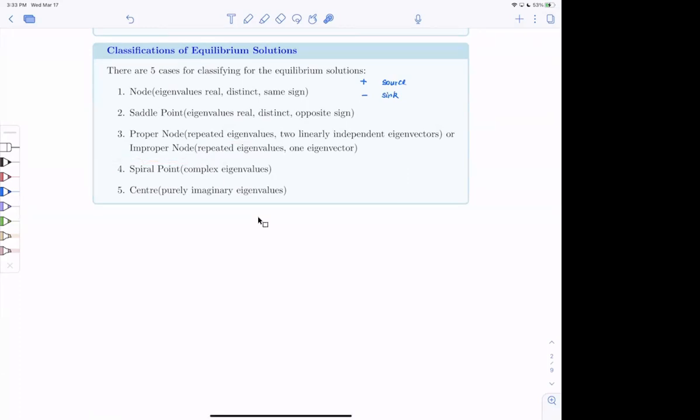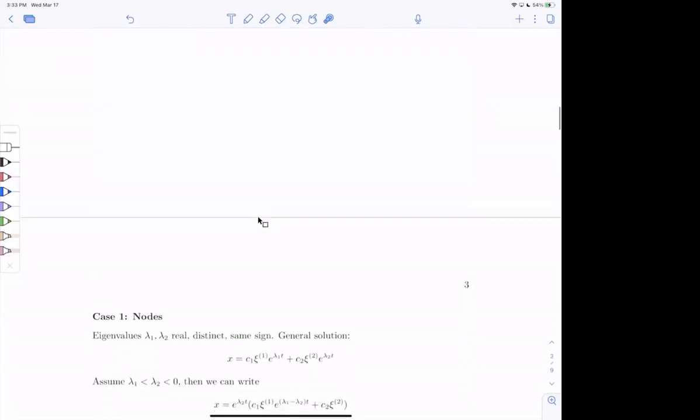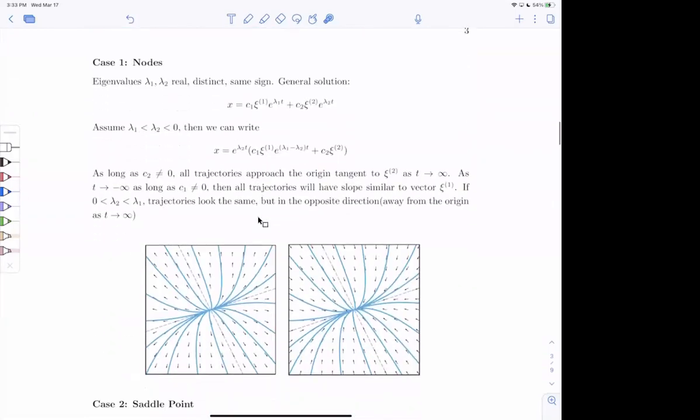The fourth one is when you have complex eigenvalues, but not purely imaginary. If you have alpha plus beta i, this is when your alpha does not equal 0. It can be positive or negative. Again, if it's positive, you have a spiral source. If it's negative, you have a spiral sink. And when your alpha equals 0, then you have purely imaginary eigenvalues, and this is called a center. We'll look at each one in detail.